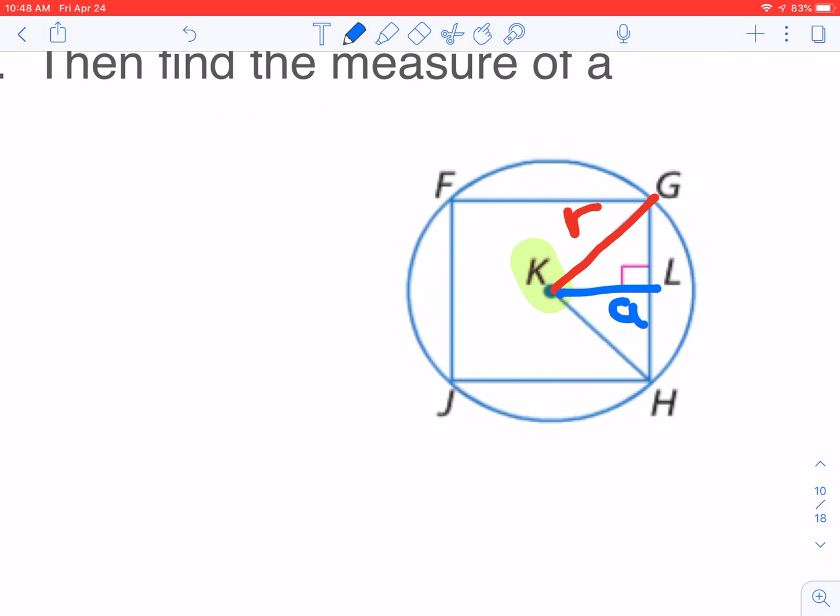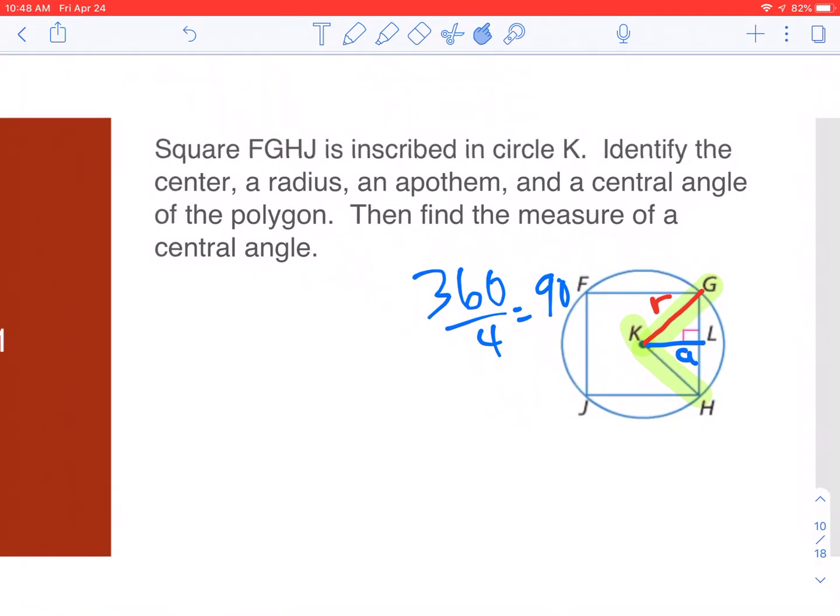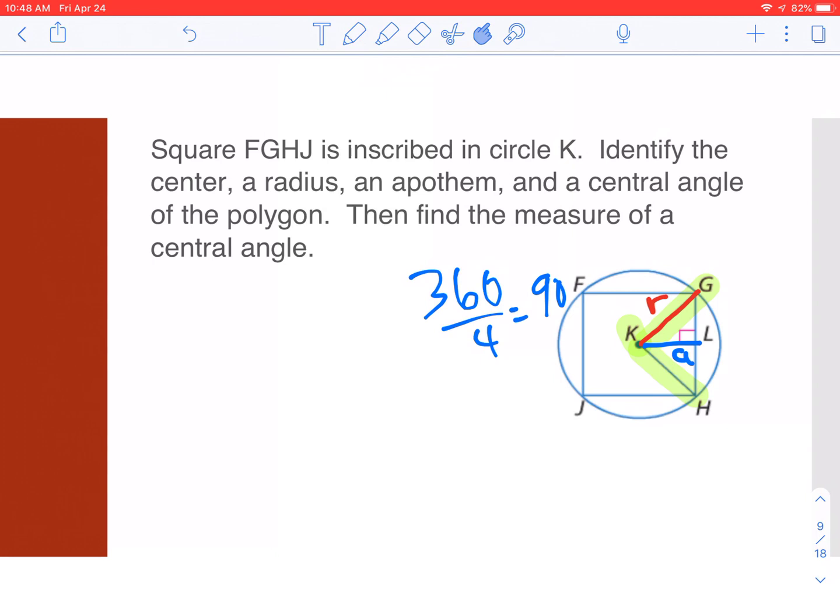Central angle, okay, all we do is we take 360 divided by 4, and we get 90. So that, use the highlighter here, this angle right here is 90 degrees. Okay, I think we found everything we needed to find. Okay, so make sure you know that vocabulary.